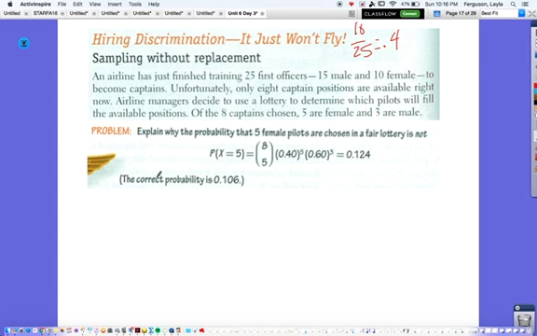And so it says the correct probability is 0.106, and it is important to recognize that this is a binomial that we talked about earlier, so this is a binomial formula.